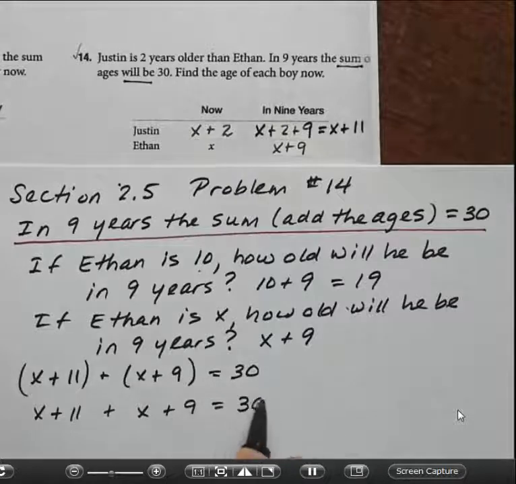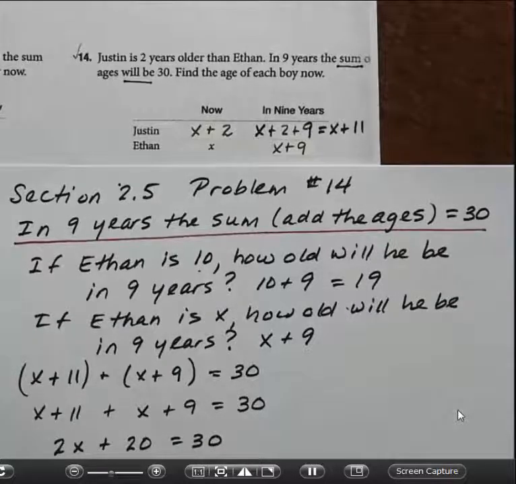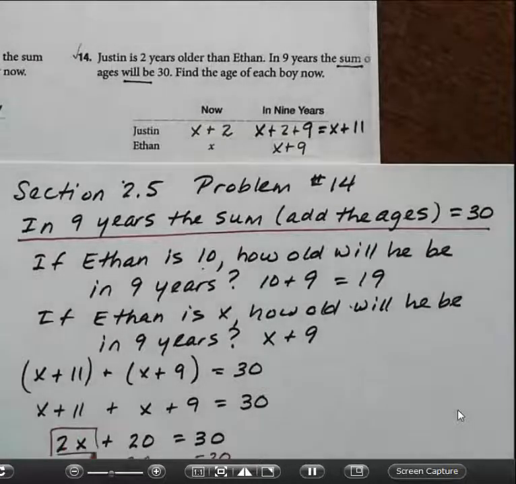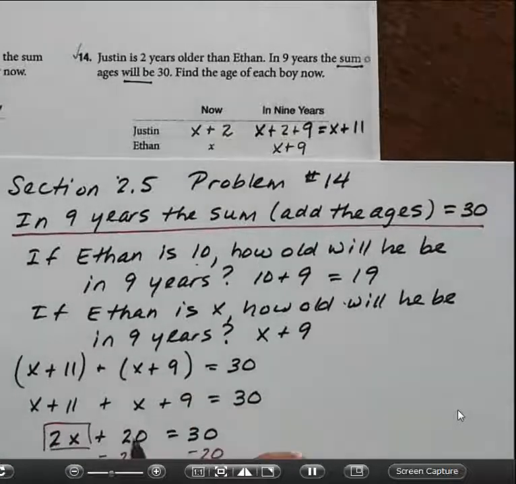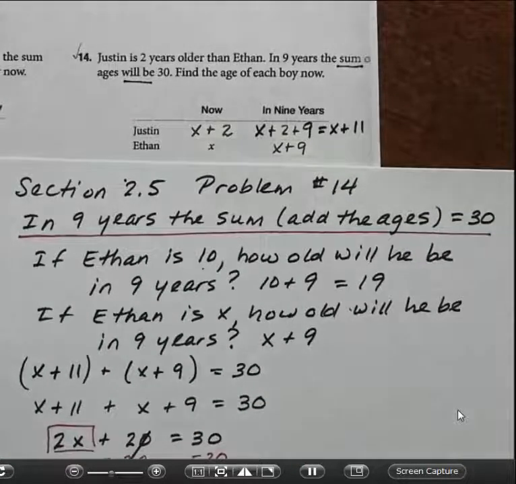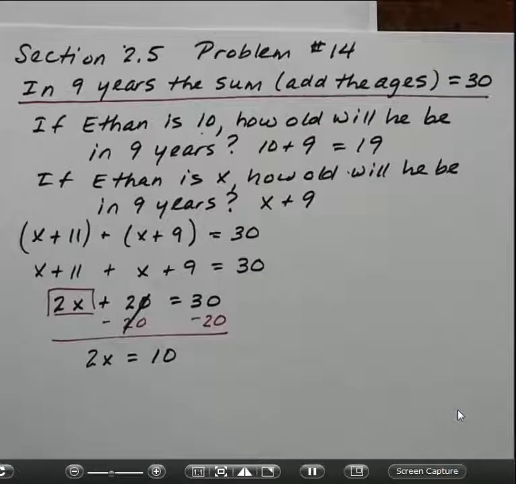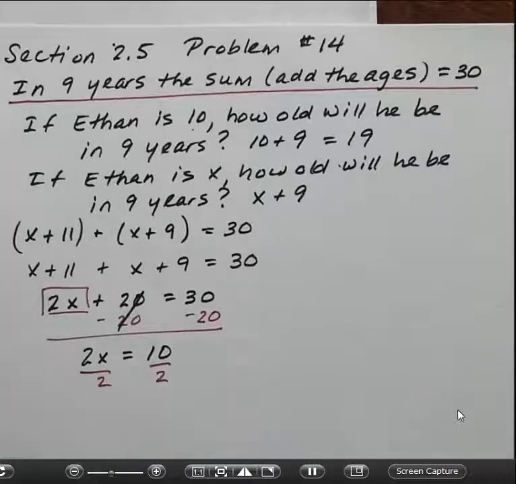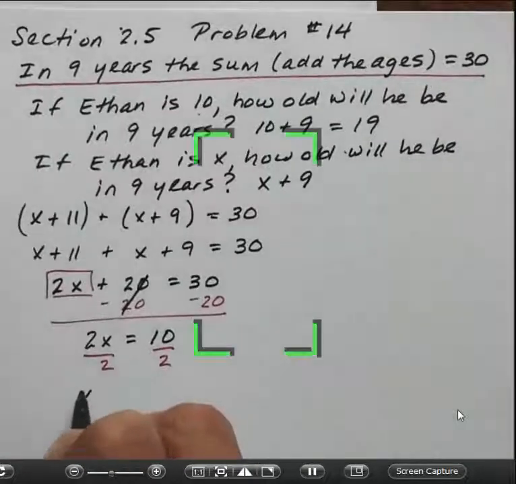I'm going to combine like terms on the left side. I have an X here and an X here. That makes it 2X. And 11 and 9 makes it 20. That's equal to 30. I'm going to subtract 20 from both sides, trying to isolate the term that has the x in it that I'm looking for. These guys will cancel out, and we're left over with 2x equals 10. And then I need to get x by itself, so I'm going to divide both sides by 2. And when I do that, I end up with x equals 5.